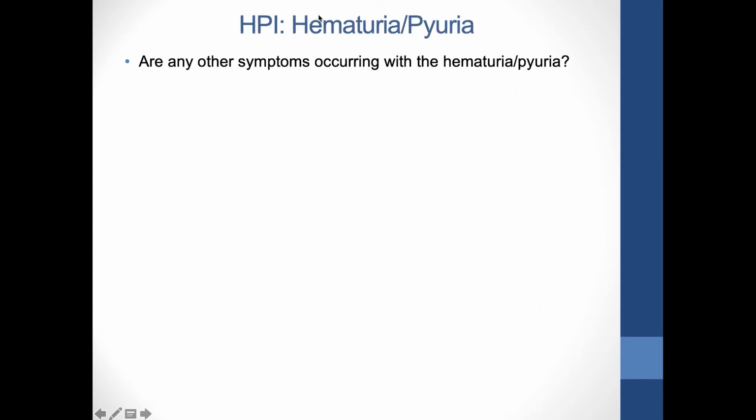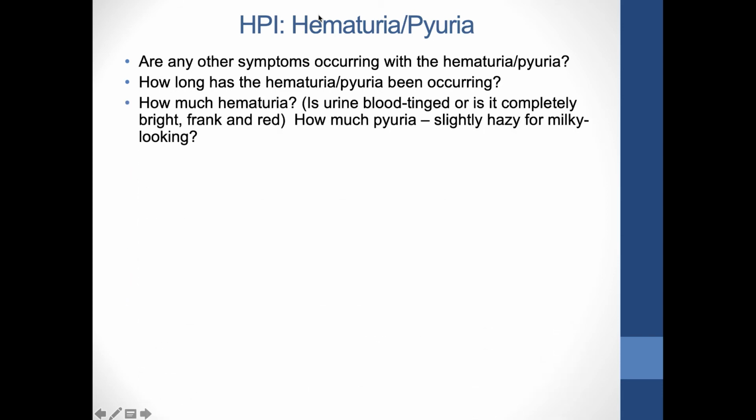With hematuria or pyuria, we're going to ask if there's any symptoms occurring with these, with either the bleeding or the pus noticed in the urine. How long has this been going on? How much blood? Is it blood tinged, or is it completely bright, frank red blood? It could also even possibly have clots in it. For pyuria, is it slightly hazy, or is it milky looking? Is there any associated pain?